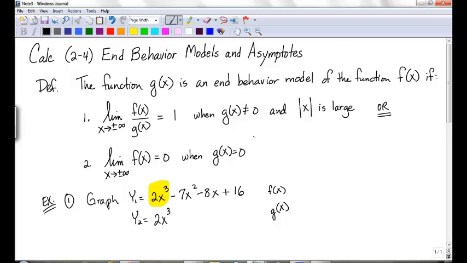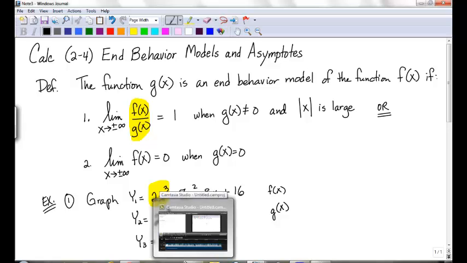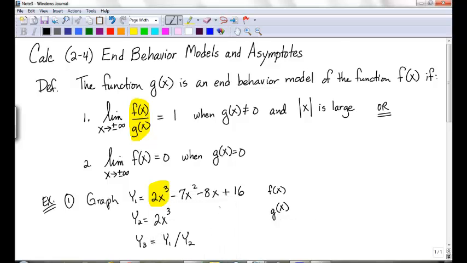And then it says up here that we need to divide them. So in y sub 3, we want to divide them. My f of x is in y sub 1, and my g of x is in y sub 2, so I need to divide them. Let's go ahead and put those in.